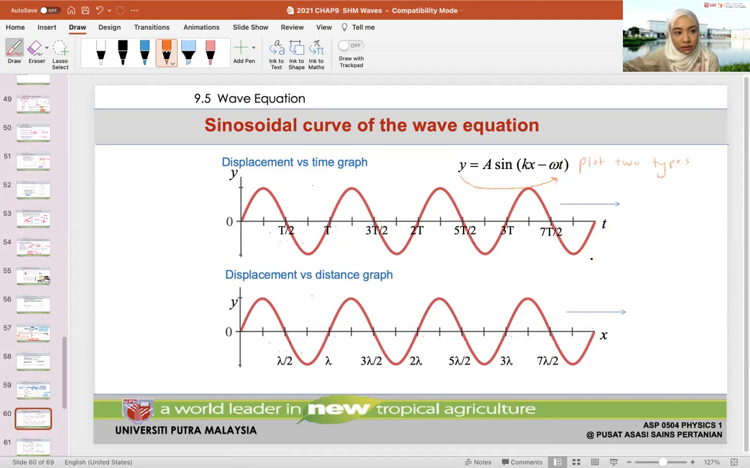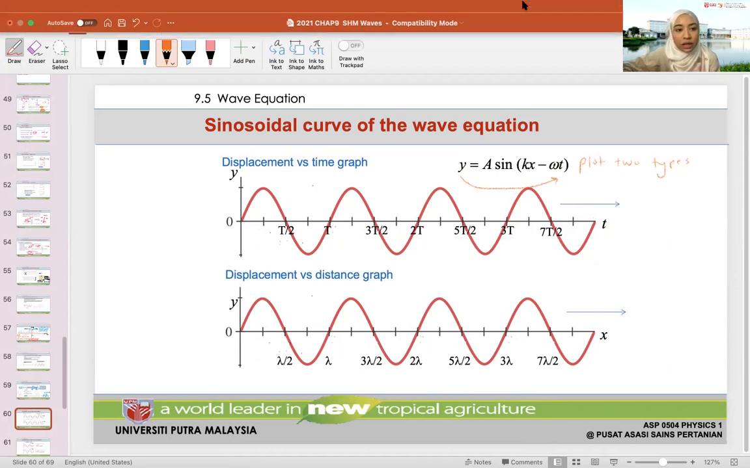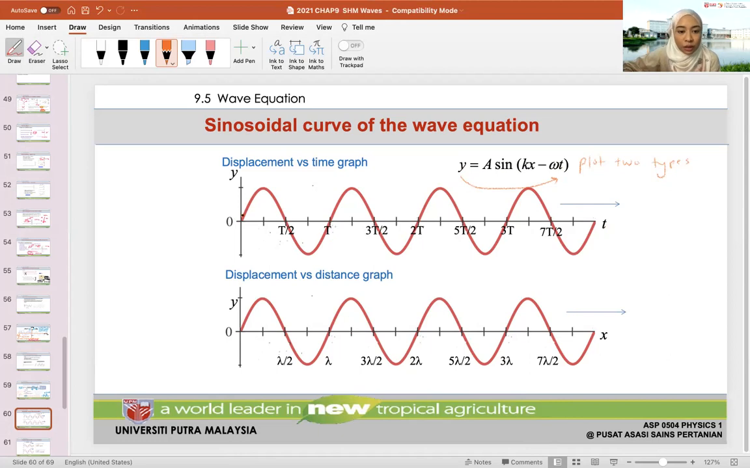T is in time or seconds, and you can also write it in period to make your life easy. So you know that one cycle is one period. So this is one T. One cycle is one period, 2T. One cycle is one period, 3T. So this is in seconds. Let's say you complete one cycle in 10 seconds. So this would be 10, this would be 20, this would be 30. You can also write it as capital T. Boleh. Asalkan you define T is equal to 10 seconds. So you have your first one, which is displacement versus time. Displacement Y and time is T.